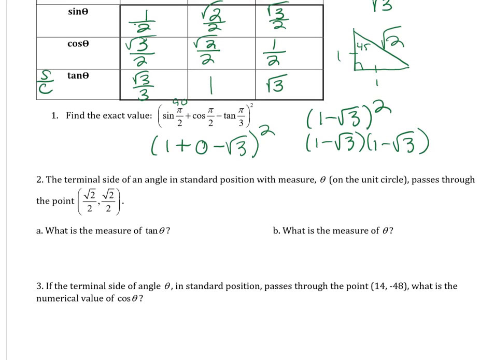Okay, so the terminal side of an angle in standard position on the unit circle passes through the point radical 2 over 2, radical 2 over 2. What is the measure of tangent of theta? So first thing I'm thinking of is radical 2 over 2, radical 2 over 2 is in quadrant 1, because it's in positive x and positive y. Okay, if it's on the unit circle, that means each x is a cosine, each y is a sine.